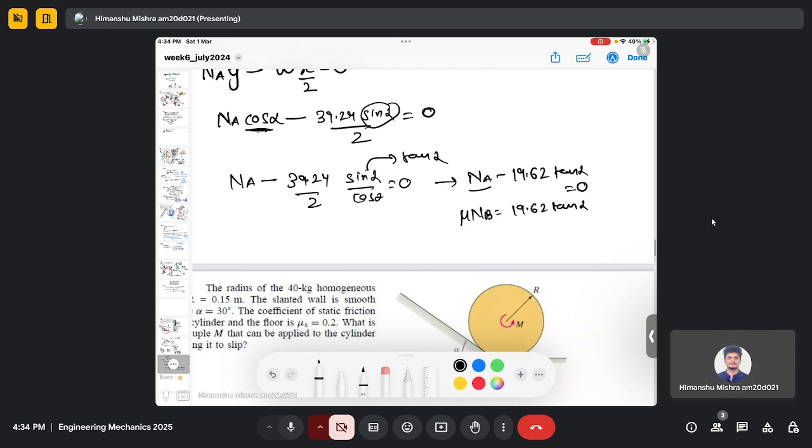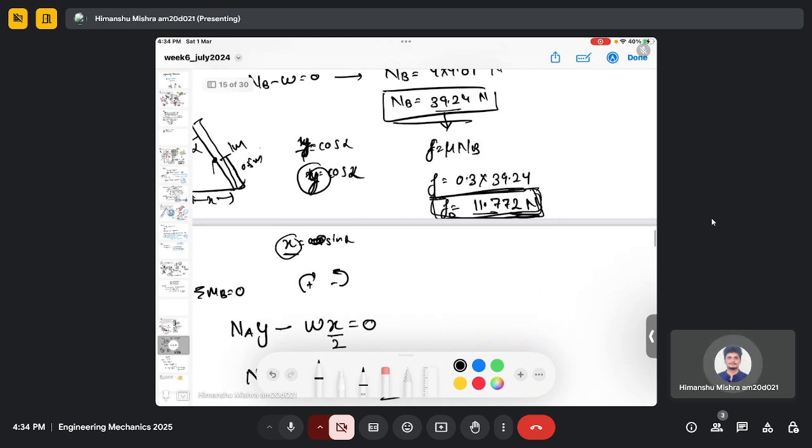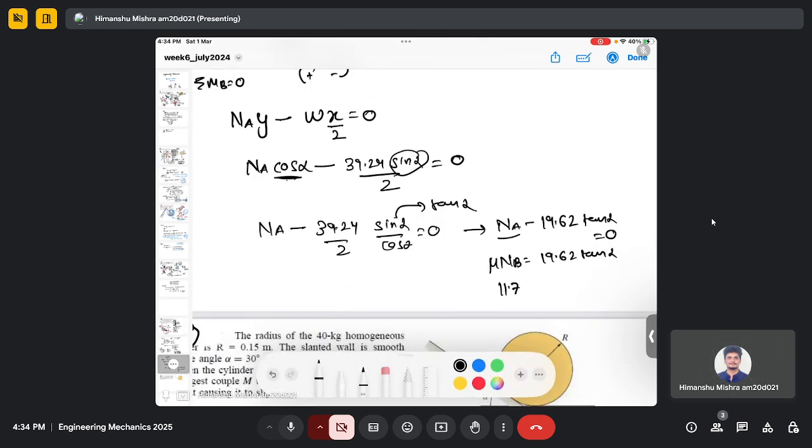So this is mu NB, which equals F only. So it's the same, right? Yeah, it is equal to F, 11.772 divided by 19.62 equals tan alpha. So here you can actually find this alpha from this expression.